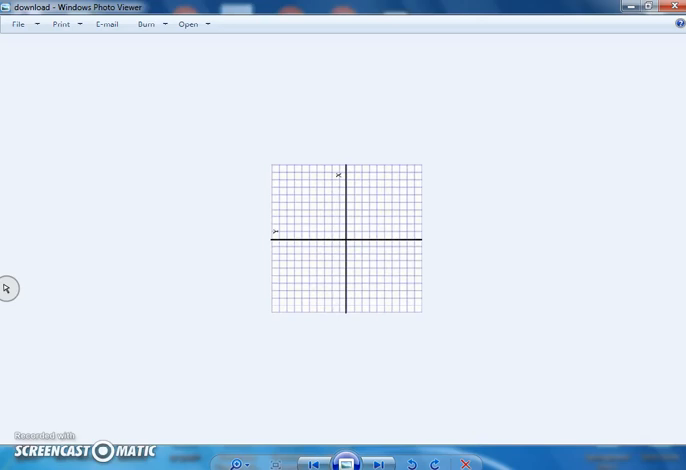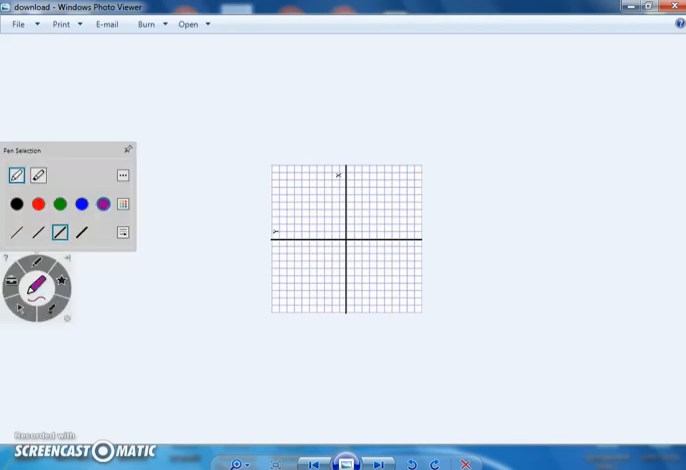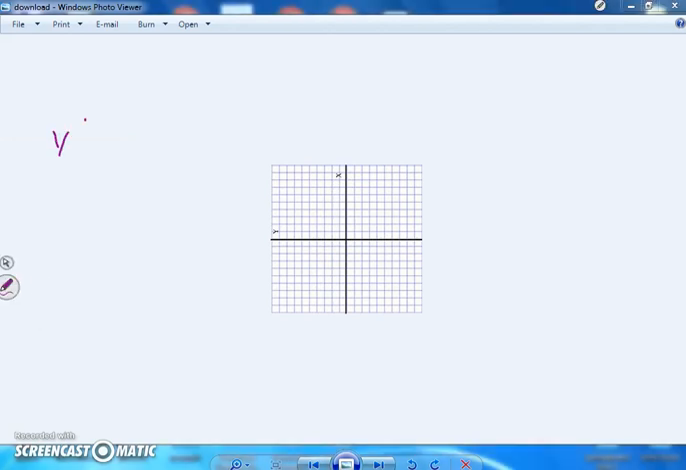These are the additional questions for the pre-AP part of the test. Question number 1 is graph y equals 3x minus 6. The y-intercept's negative 6. It rises 1, 2, 3, and runs 1. Draw your line.